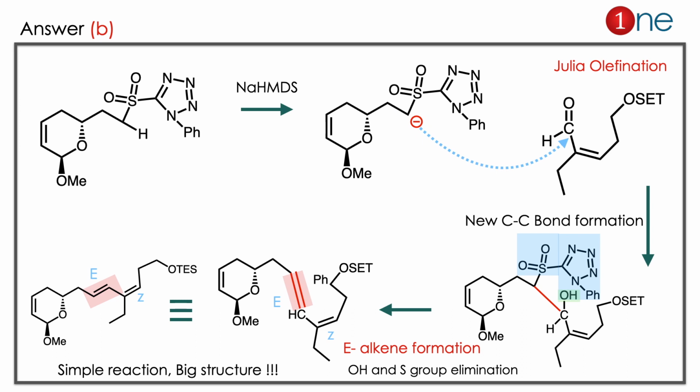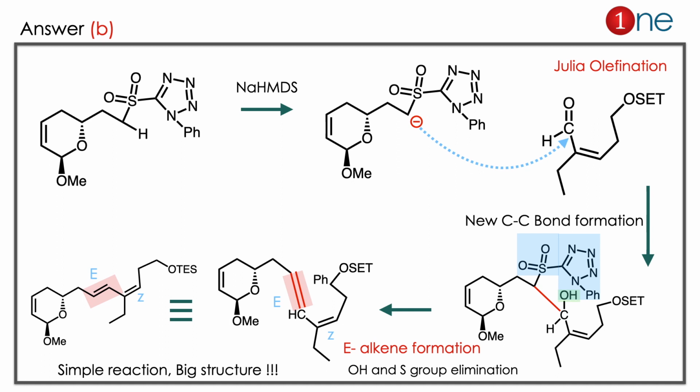The answer is B. Let us see how. The starting material contains a long side chain with hydrogen. You are using the sodium salt of HMDS. It is called Julia olefination. It is a kind of Wittig reaction. An alkene will be formed. But let us go step by step.